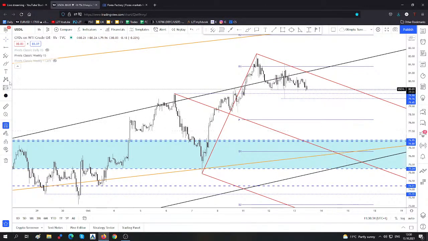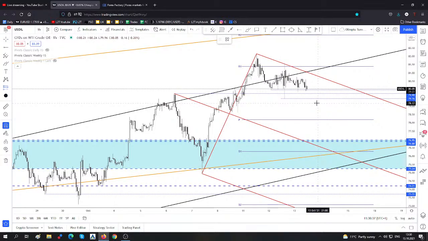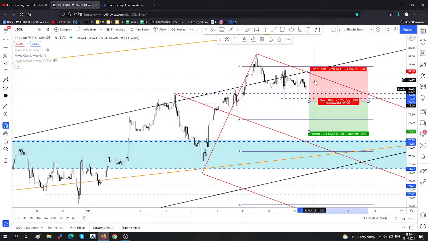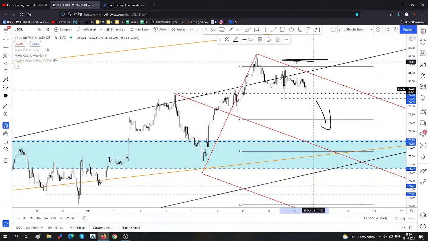Maybe if I decide to go short here on the US oil, and this is not a trade recommendation or a trading signal, but if I decide to go short in US oil from below this former low, maybe I will hide my stop loss here above this former high.